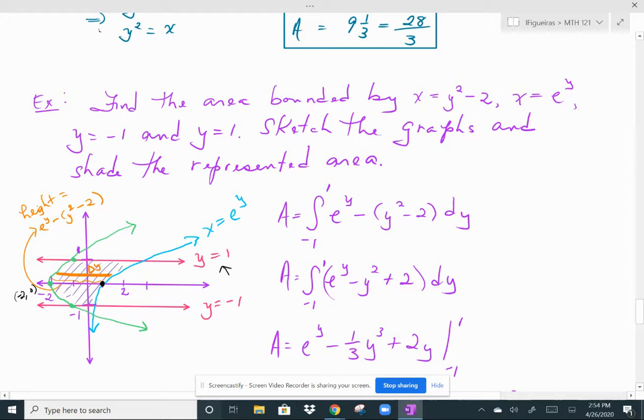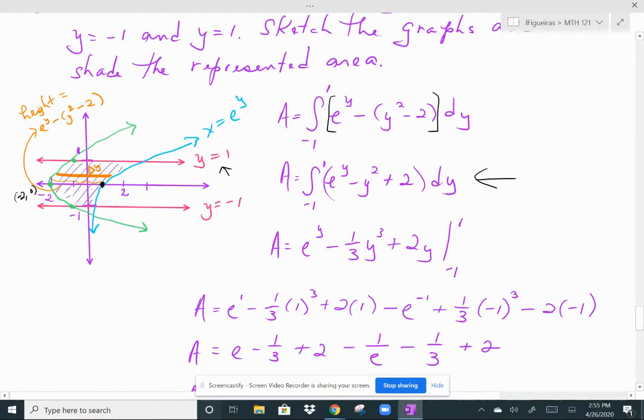So when I look at this in terms of horizontal elements, I drew my representative rectangle in orange. The depth of that rectangle is definitely with respect to y, so it's got a delta y associated with it. So when I compute my area, I have the integral from -1 to 1. And then I want to subtract the function that's further to the right minus the one that's further to the left. So I have e to the y minus (y squared minus 2). In this line, I just distributed the negative.